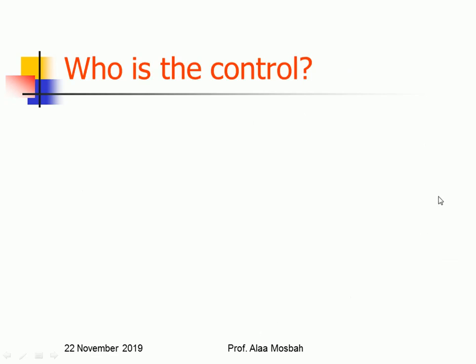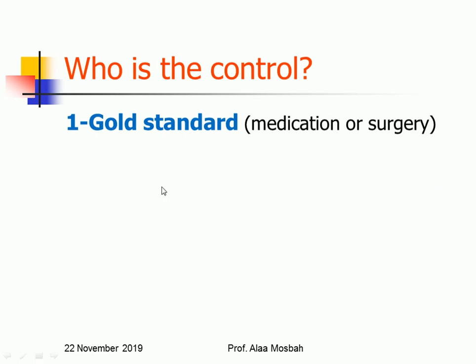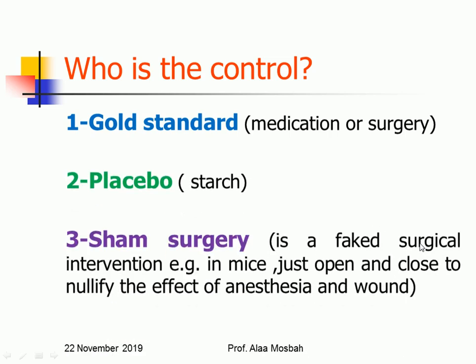So, who is the control? Control may be the gold standard, medication or surgery, or placebo, starch, or sham surgery, which is a fake surgical intervention. For example, in mice, you may just open and close the abdomen of the mice to nullify the effect of anesthesia in the control. This is called sham surgery.